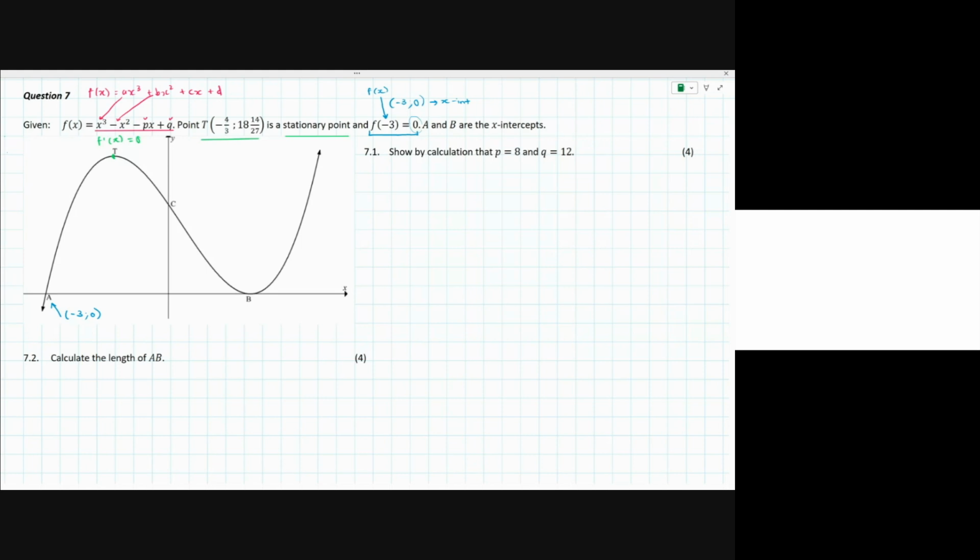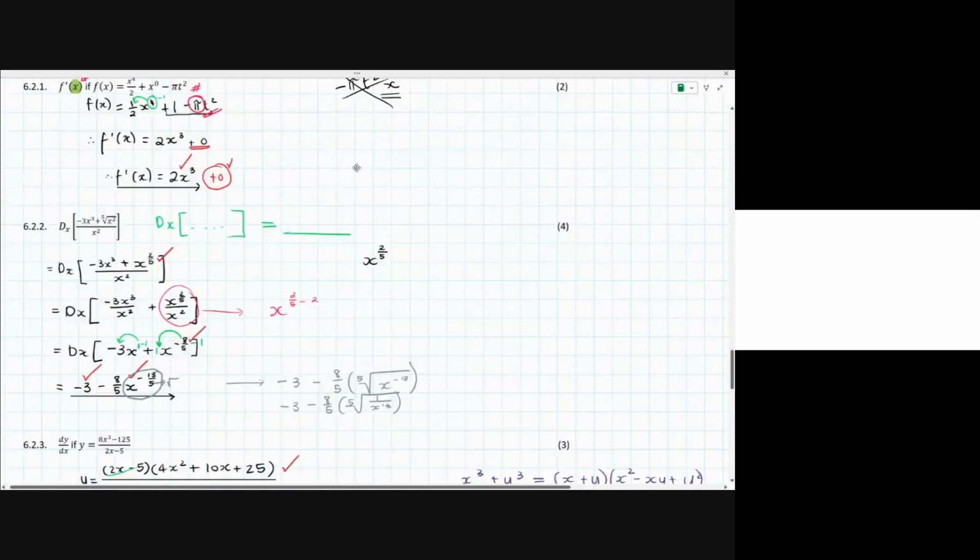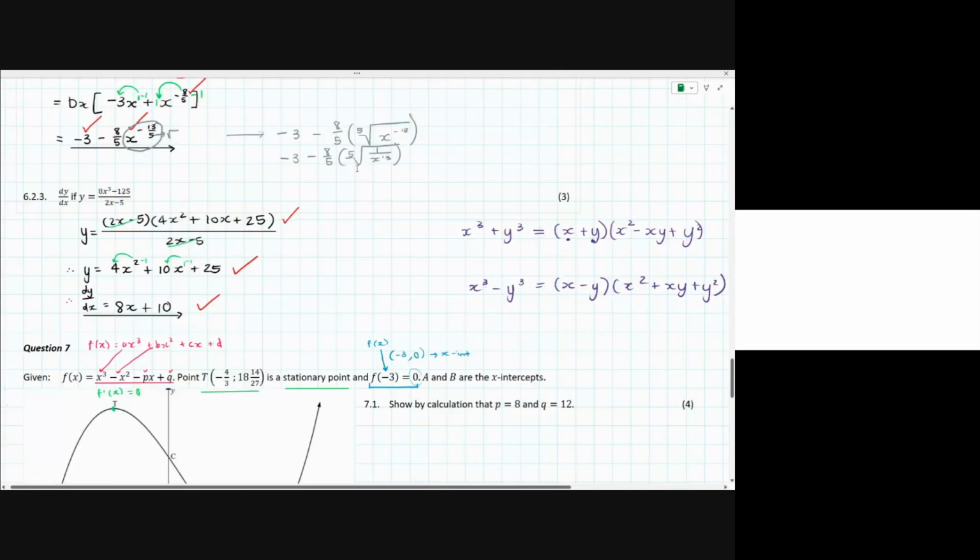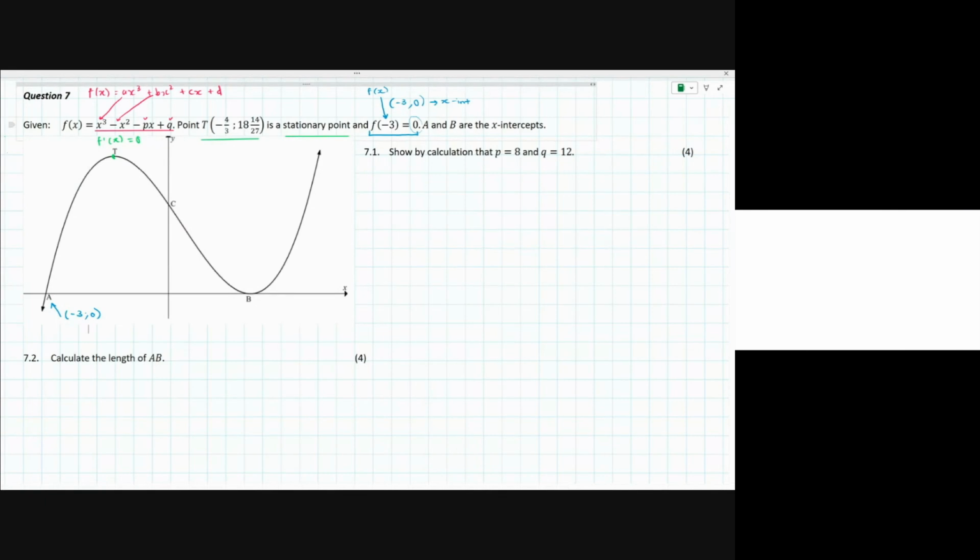All right, so 7.1 is asking us to show by calculation that P equals 8 and Q equals 12. It is worth 4 marks. I feel like I made a real mission of this in terms of my calculations. I wonder if there was an easier way to do this. Because if I'm looking at my answer now, it is not worth 4 marks.